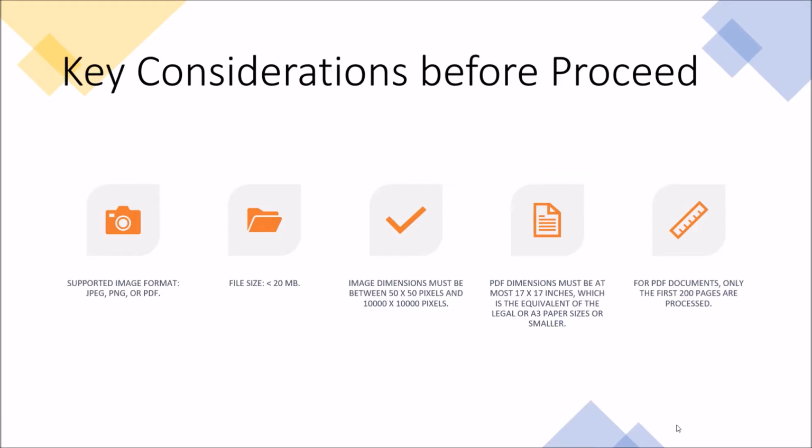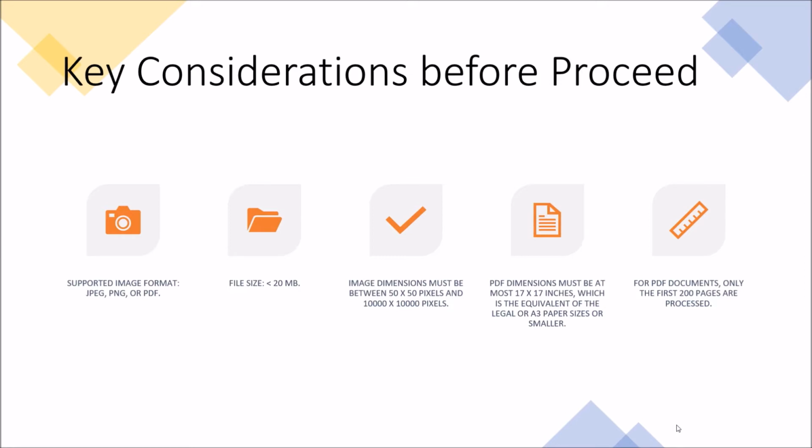Now before proceeding further, we need to keep in mind some of the things. Let me explain that in detail. At this moment, receipt processing supports only JPG, JPEG, PNG or PDF format. The file size that you are uploading should be less than 20 MB. The image dimension must be between 50 by 50 and 10,000 by 10,000 pixels.